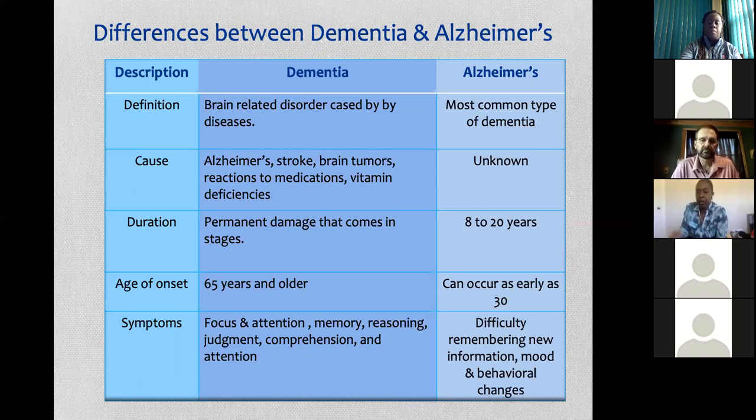Alzheimer's can occur as early as 30, though. Symptoms of dementia are focus, attention, memory, reasoning, judgment, and comprehension. And Alzheimer's is difficulty remembering new information, mood, and behavioral changes.